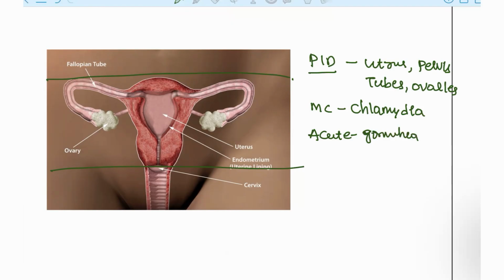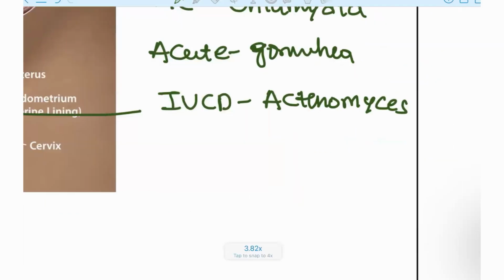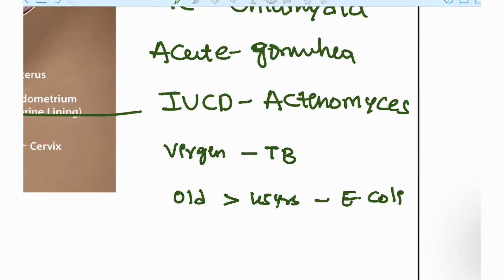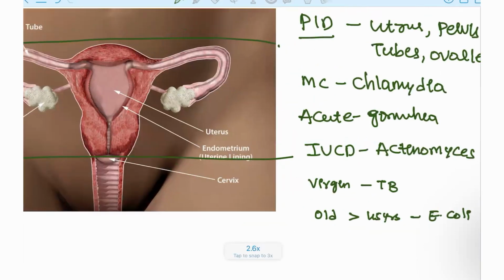Then what about patients who are using an IUCD? It is actinomyces. And those who are of young age or virgin females, it is tuberculosis. And if it is old, more than 45, after the reproductive age, it is E. coli. These are the common organisms that are associated.